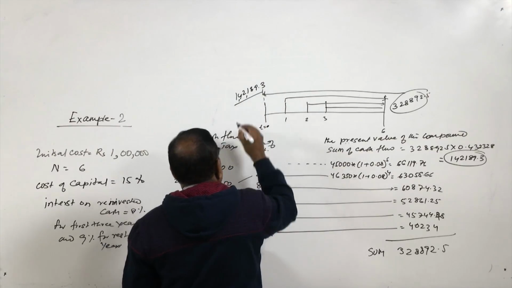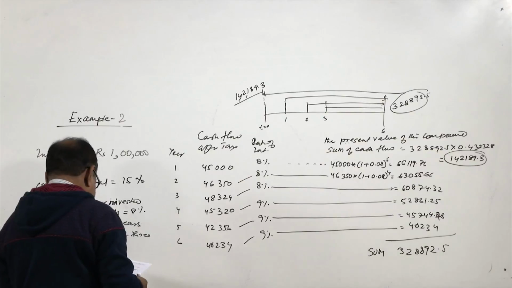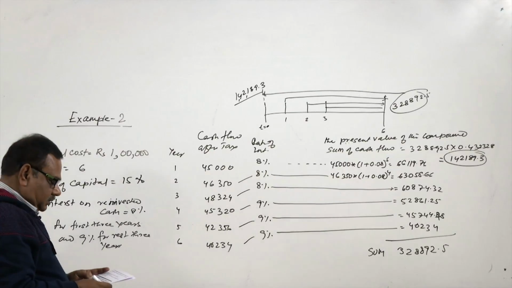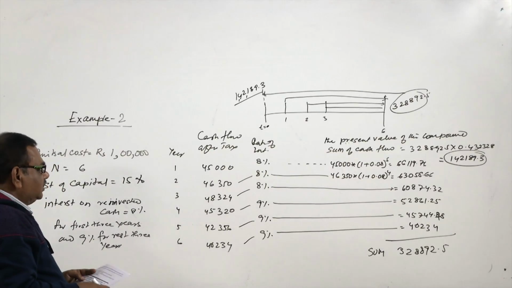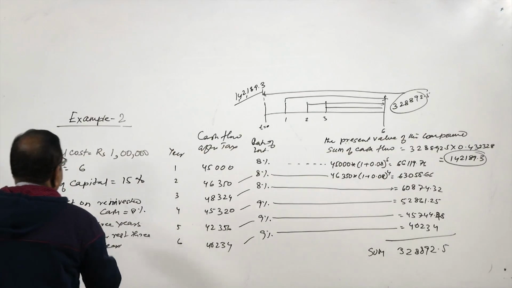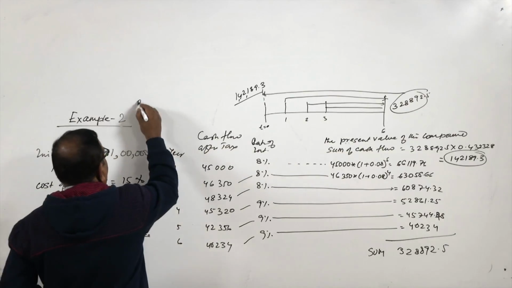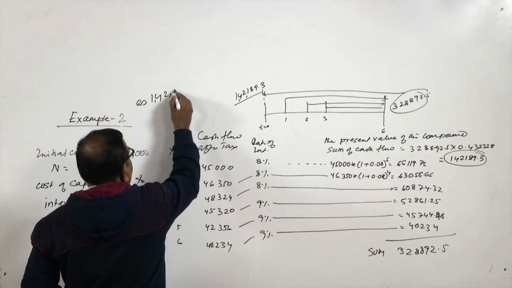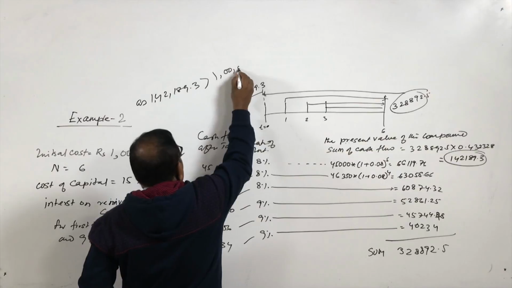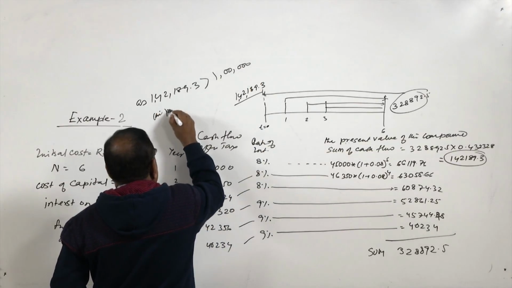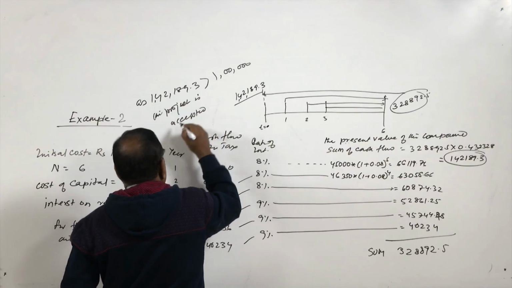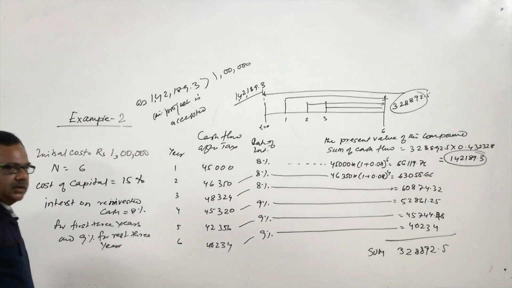This is 1,42,189. Now, this value is more than the present value of the investment, and hence this project is accepted. As 142,189.3 is greater than 1 lakh, the project is accepted. So, this is the answer.